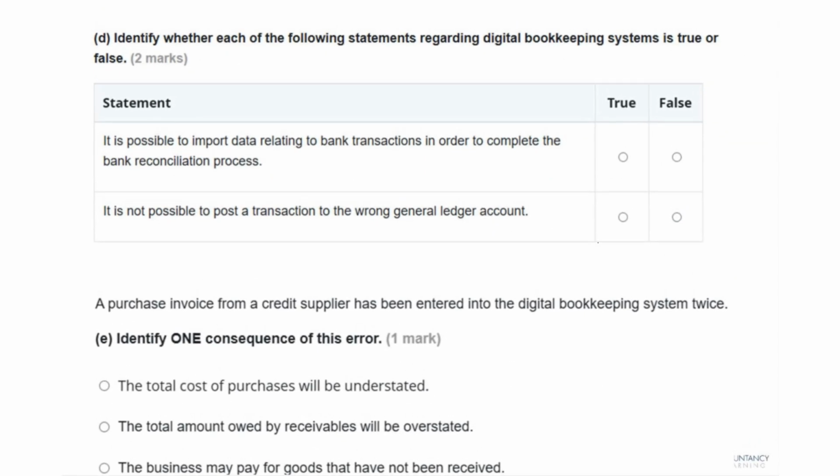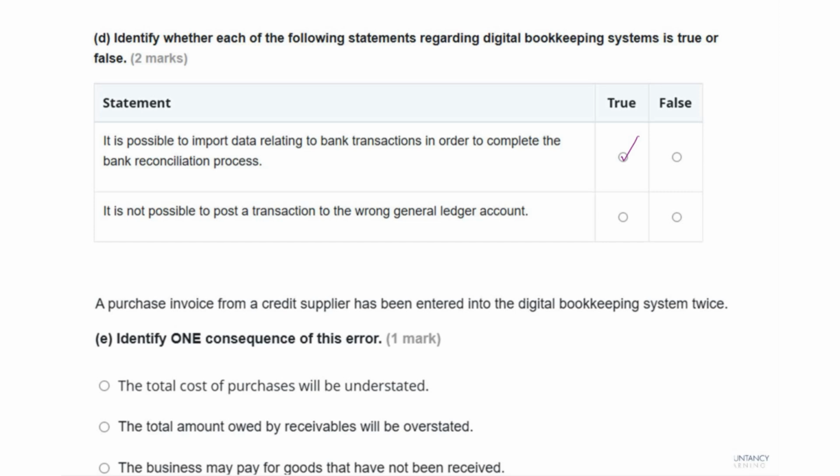Identify whether each of the following statements regarding digital bookkeeping systems is true or false. The first one, it is possible to import data relating to bank transactions in order to complete the bank reconciliation process. So this is true. A lot of digital bookkeeping systems will allow you to import a data stream directly from the bank, and this will then help with your completion of the bank reconciliation.